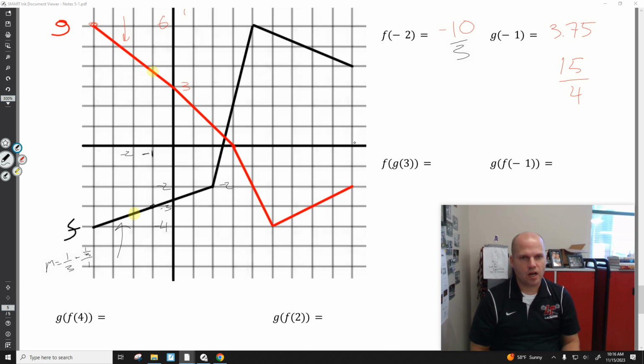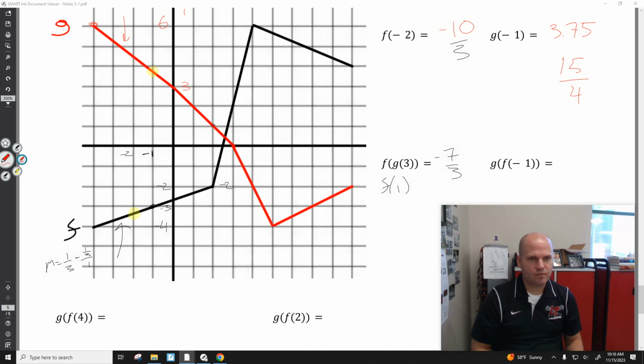F of g of 3. We're going to plug the input of 3 into g. g outputs 1. This becomes f of 1. f of 1 is that value. We've said this line segment slope was 1/3. So I got -2 here. I'm going to go down 1/3 over 1. So this is -2 1/3. This is -7/3.